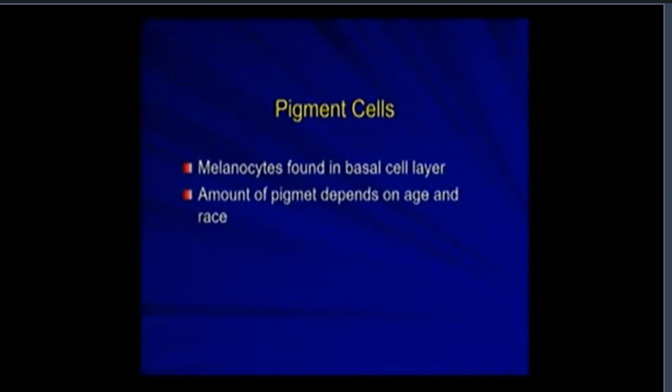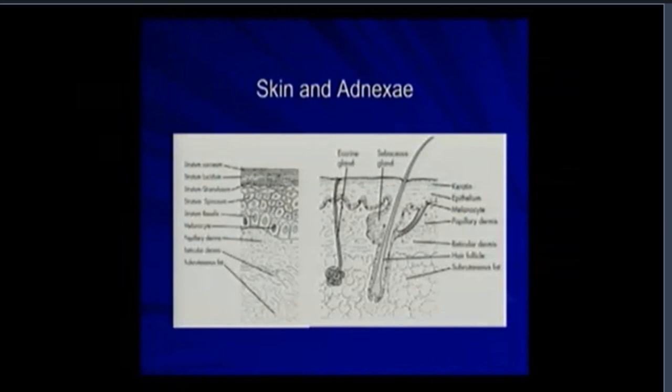Regarding the pigmented cells, as you know, melanocytes are found in the basal cell layer of the epidermis, and the amount of pigmentation depends on the race and also on the age. As you can see here, this is a cut skin section, and you can see the melanocytes present here.